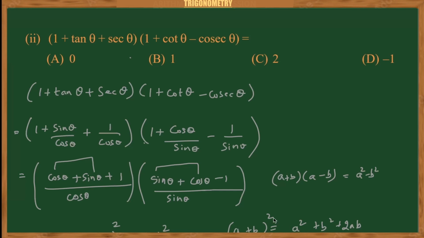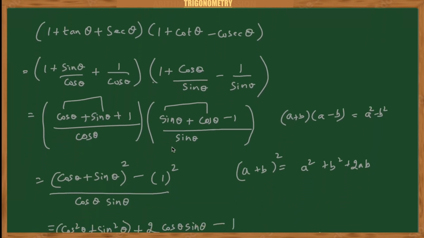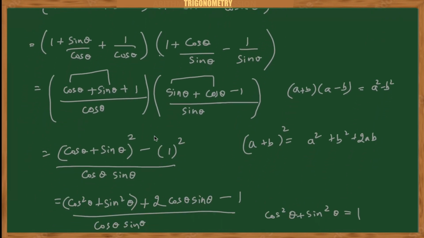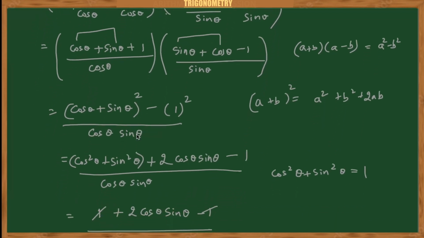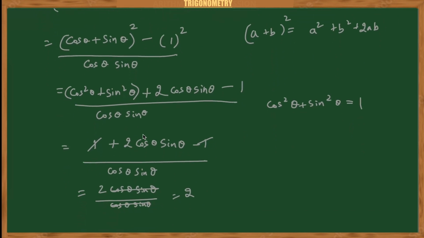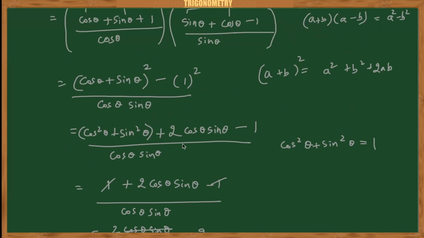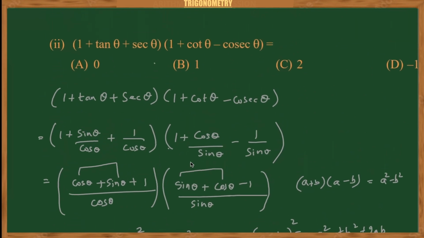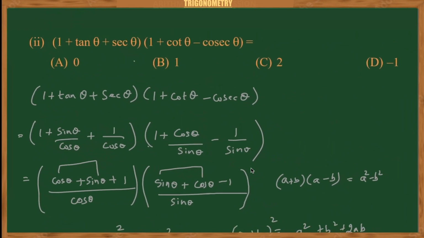So what we have seen here is that we simplified it by putting in the sine and cos values, converting into a sine cos expression. Further we simplified and saw that it fits one of the formulas, cos square theta plus sin square theta is equal to 1. So we replaced it and further simplifying gave us the solution. Hope this is clear, students. Let's move to the next question.